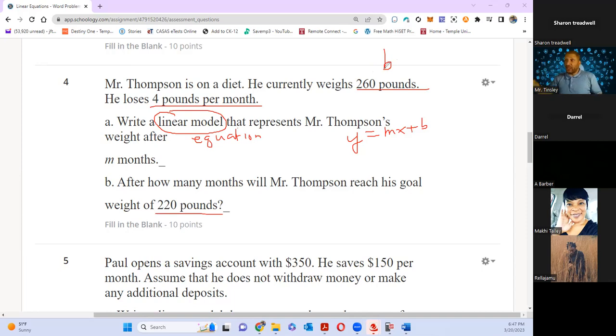Your 260 doesn't change. The mx changes. You lose 4 pounds per month. 4x. So the 4 is your what? Your slope. Your mx.